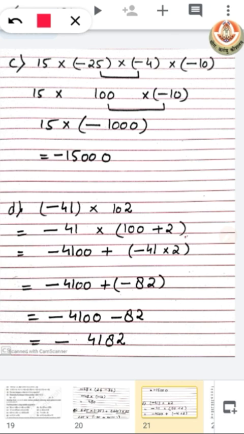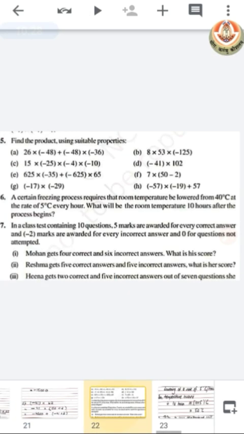Okay class, that means we can break a single number in such a way to make our calculation easy. Class, the other parts of question number 5 are similar to those parts which we have just done. So the other parts are your practice questions. Now move on to question number 6.